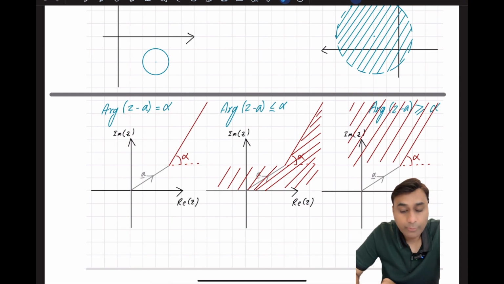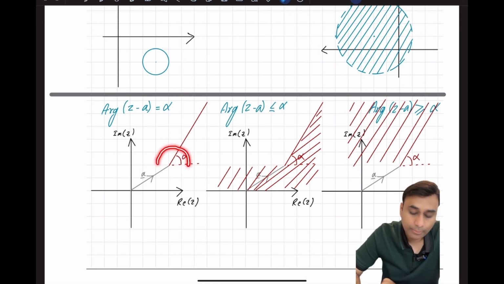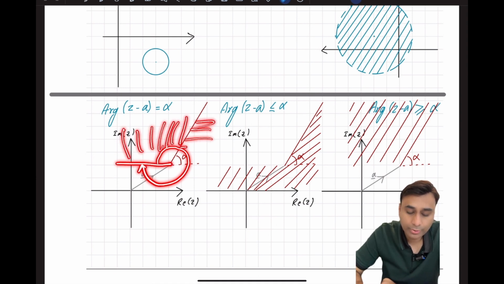Sometimes you could be given an inequality for this case as well. If it's less than alpha, any point that's below this line that you've drawn is going to be considered part of the locus, and if it's greater than alpha, then any point above the line will be considered part of the locus. Basically, you know that the total angle is from minus pi to pi. So any point above the line would be all of these points, and any point below the line are going to be all of these points.